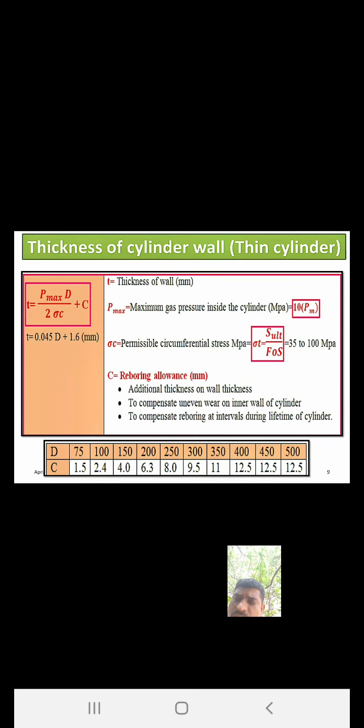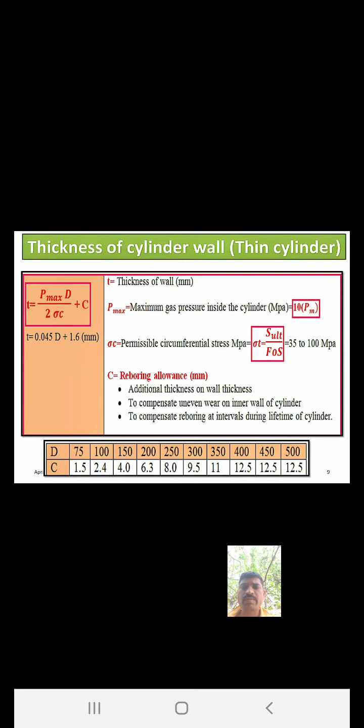If the cylindrical bore is 75 mm, then the reboring allowance is 1.5 mm. If the cylindrical bore diameter is 100, then the reboring allowance is 2.4. For 500, you will get the reboring allowance 12.5. You should choose the reboring value from the table. Then you can calculate the thickness of the cylinder wall.